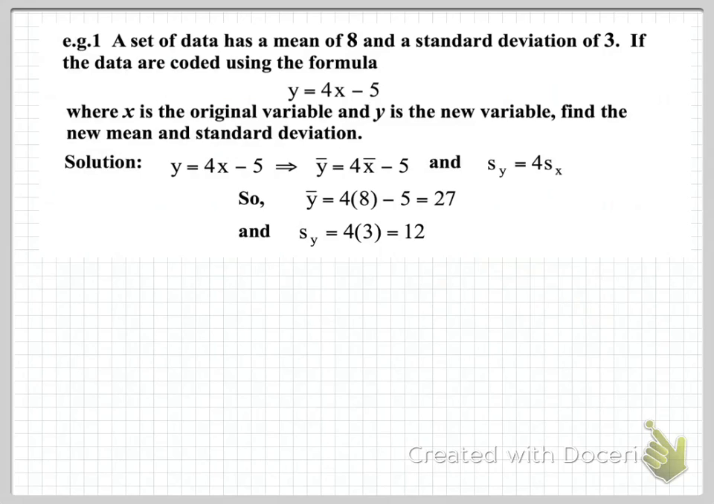Let's look at a few examples for how this would work. Say we have data with a mean of 8 and a standard deviation of 3, and it's coded using y equals 4x minus 5. The question is to find the new mean and standard deviation. For the mean it will be x bar times 4 take away 5, and for the standard deviation it will simply be 4 times the standard deviation. Therefore if we substitute the numbers in, we get the new mean to be 27 and the standard deviation to be 12.